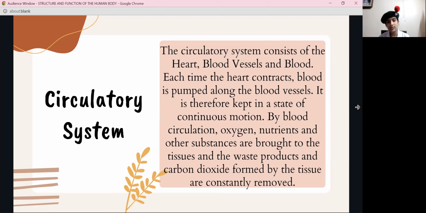By blood circulation, oxygen, nutrients, and other substances are brought to the tissues, and the waste products and carbon dioxide formed by the tissues are constantly removed. Okay? So all of this is done by the blood. Blood circulation helps in the transportation of nutrients and waste products from one organ to another.